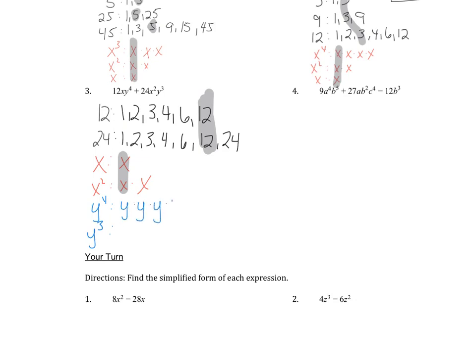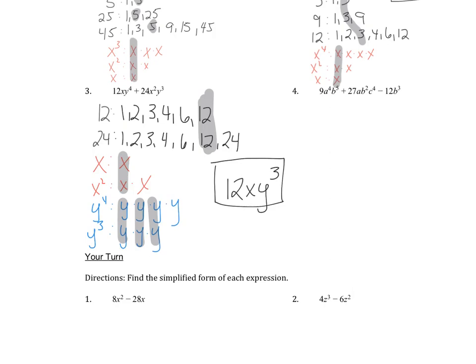Y to the fourth is y times y times y times y. Y to the third is y times y times y. Well, how many are in common? There are 3 in common, so I would say that would be y to the third there. So my final greatest common factor would be 12x y to the third.